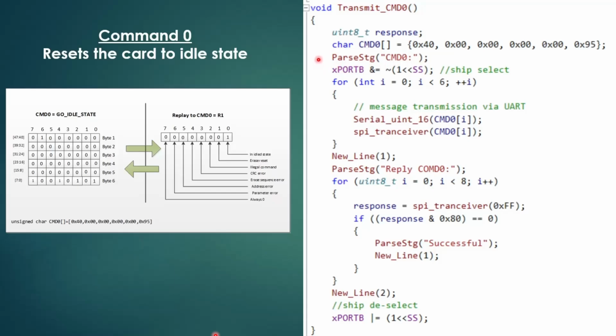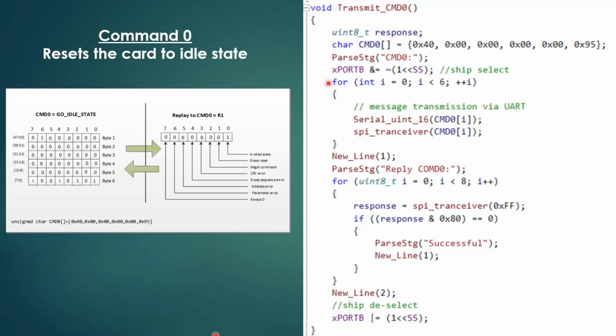So one of the things that I forgot to mention: the transmit command 0 is going to do 2 things. One of the things it's going to do is send the command to the SDHC, but also it's going to send a message to a laptop through a UART serial connection, so we know by looking at a laptop in real time what's going on.